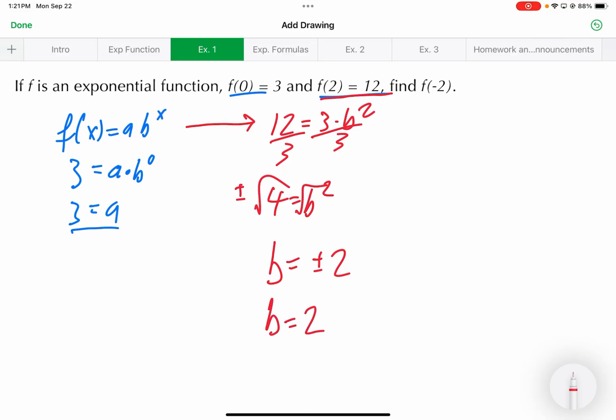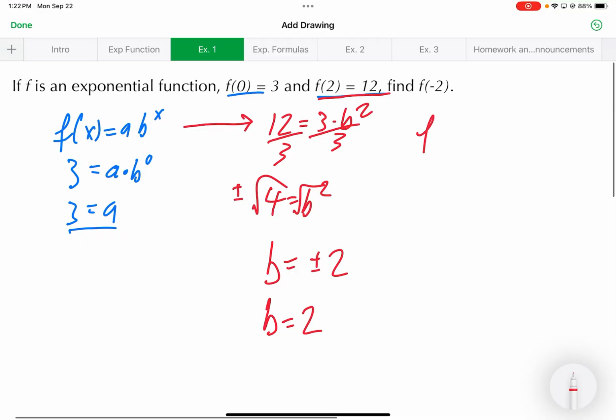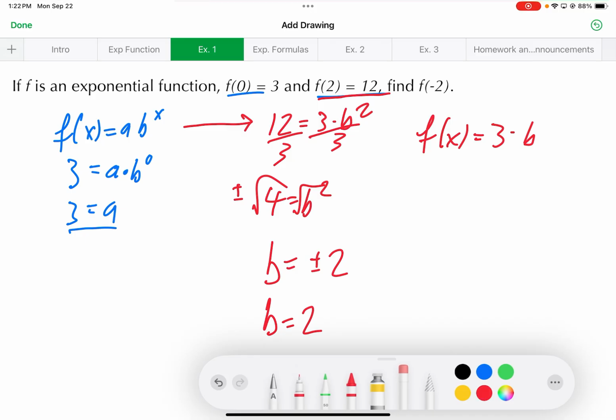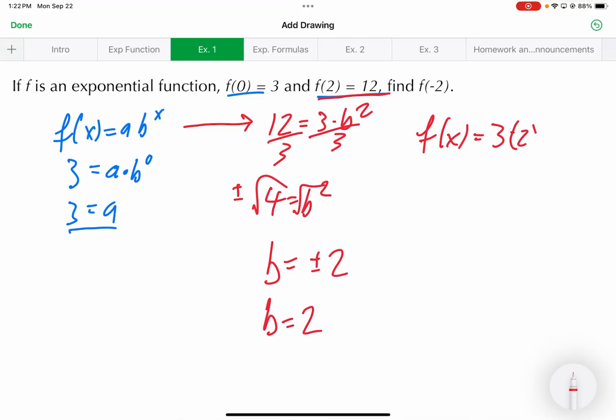Okay? So then if I write my function, f of x, I got that it was 3 times 2 to the x. I can put 2 in parentheses to indicate that it's multiplication. So 3 times 2 to the x. I like the way that's written.